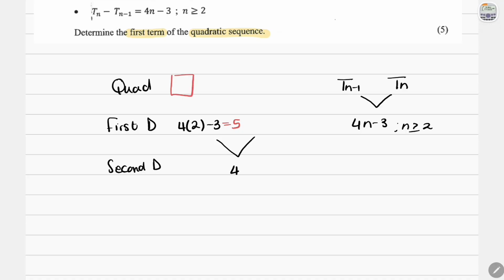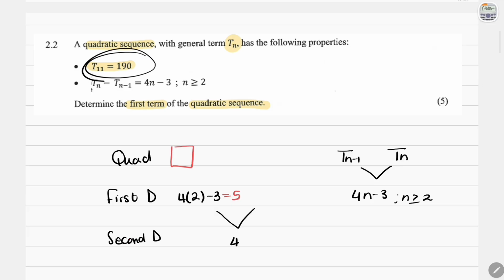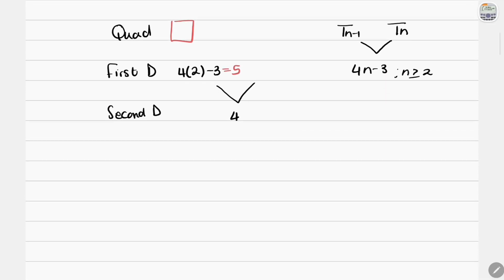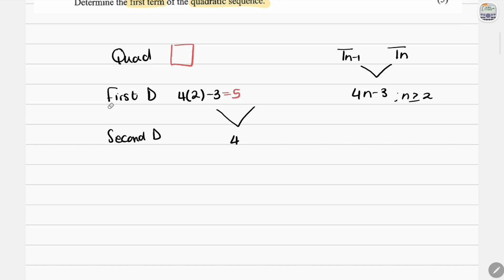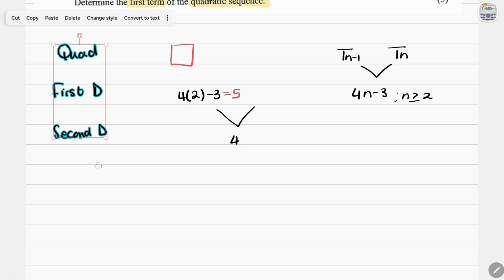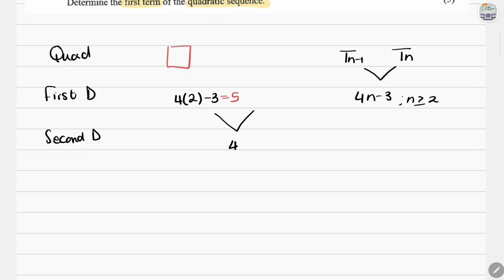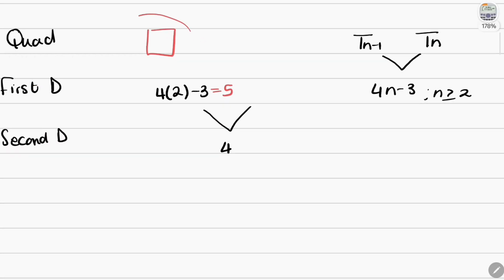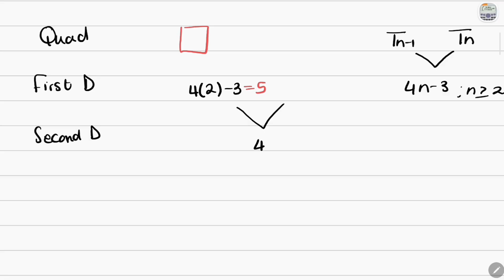But we can probably find it now because they gave us this information. T11 equals 190. Okay, so using what we have here, let's go ahead and find the value of a and b. We can actually do that. So you see in your quadratic pattern, we take the first terms of all these patterns, the quadratic, the first differences, and the second constant difference, and we equate them to the following.